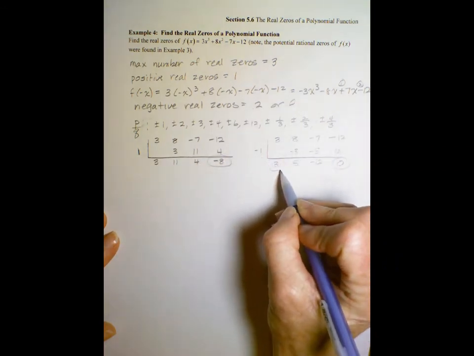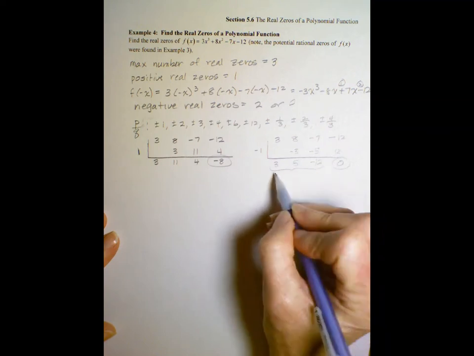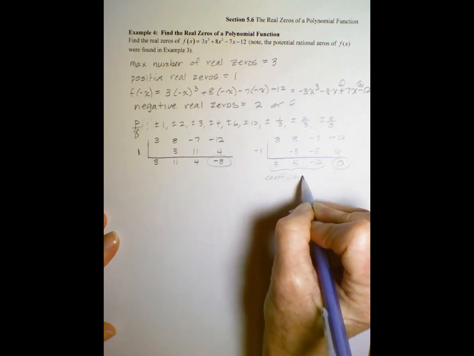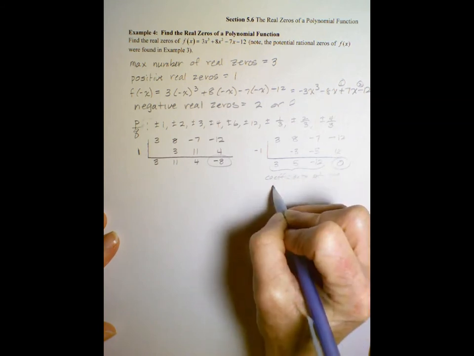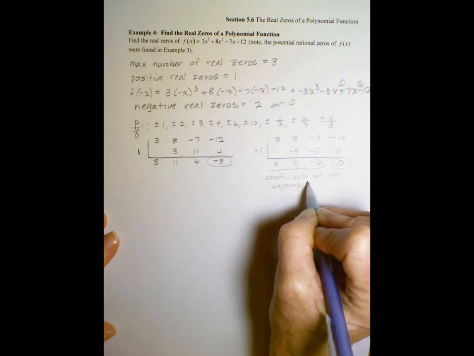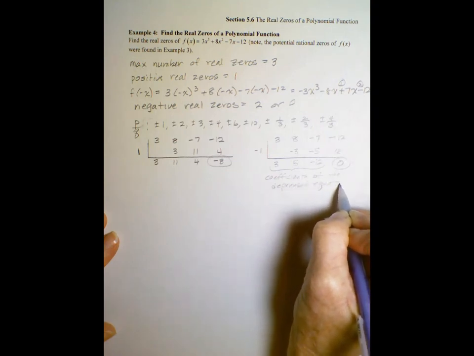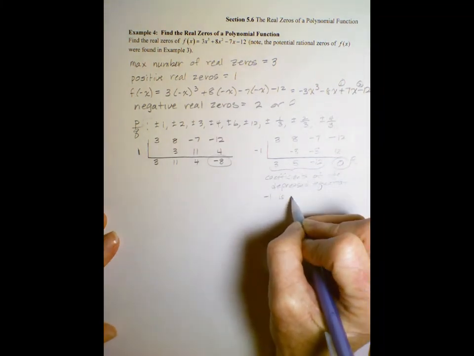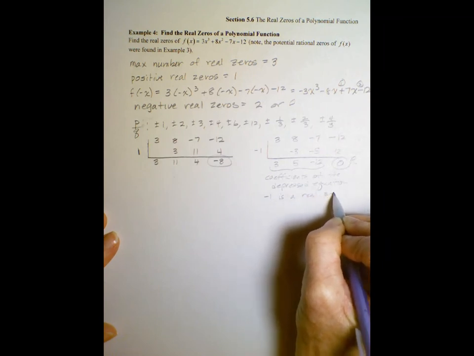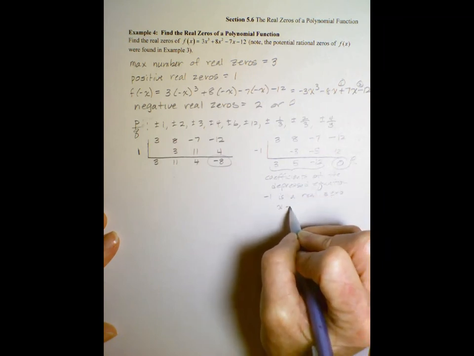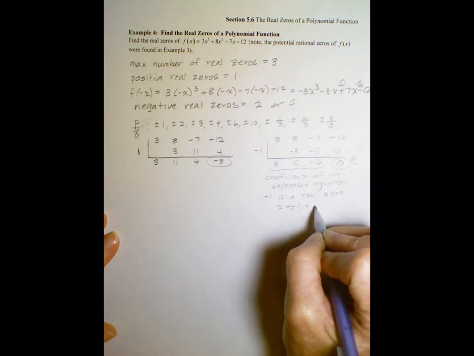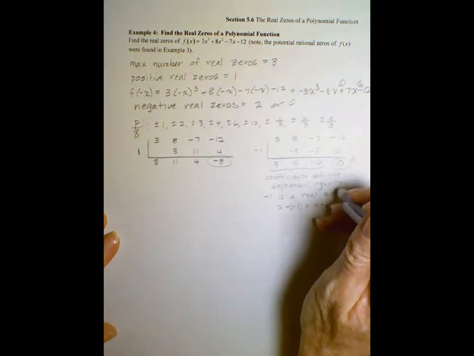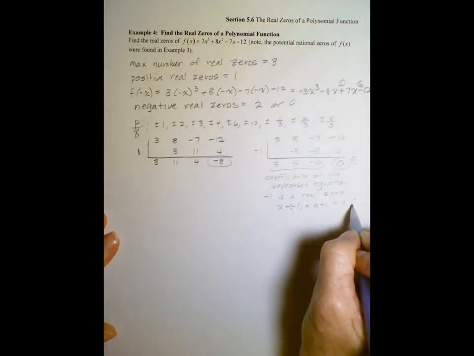These are the coefficients of the depressed equation that they referred to. And of course, that's our remainder. So I know that negative 1 is a real zero. I know that x minus negative 1, or x plus 1, is a factor. That's what that all means, right? Once we found a real zero, we know we have a factor.